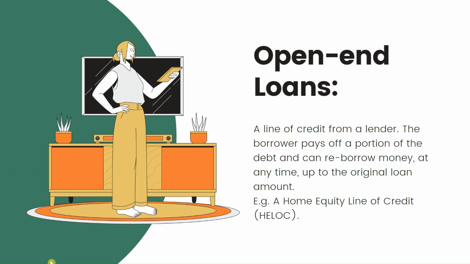So on the screen, I also have a home equity line of credit. Some lenders will allow homeowners to have a line of credit based on the equity they have in their home. And so at any point, if a homeowner needs cash, they can borrow on that equity and it's a line of credit for them.